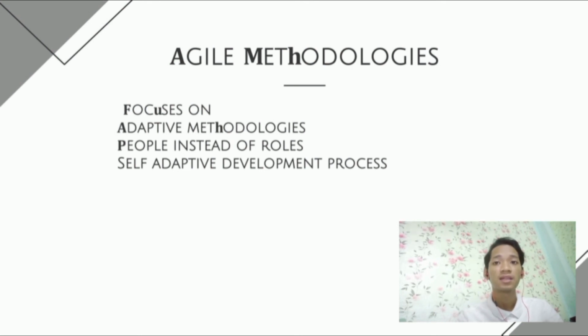Agile methodology is a way to manage a project by breaking it up into several phases. It involves constant collaboration with stakeholders and continuous improvement at every stage. Once the work begins, teams cycle through a process of planning, executing, and evaluating. Continuous collaboration is vital, both with team members and project stakeholders. Agile methodologies focus on adaptive methodologies, people instead of roles, and a self-adaptive development process.